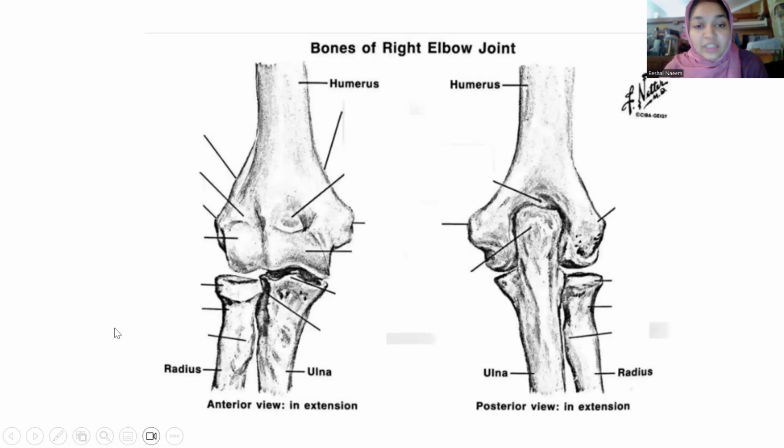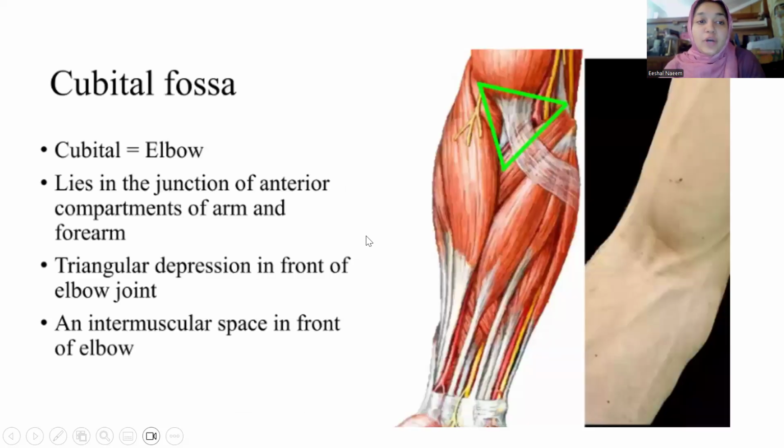Now, this is the anterior view, this is the posterior view. The cubital fossa is present on the anterior side of the elbow joint. Cubital basically means elbow. It is in the junction of the anterior compartments of arm and forearm. It's a triangular depression in front of the elbow joint.